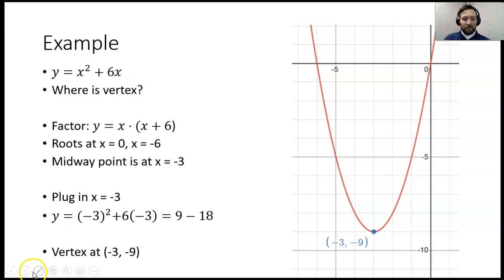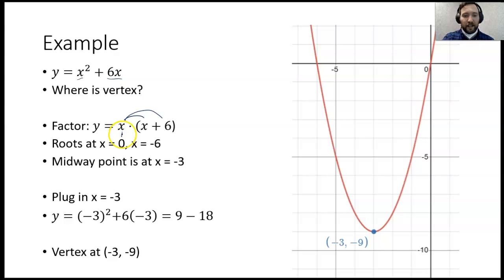So notice that I can factor this by just saying, look, x squared plus 6x, each of those terms has an x in it, so I can factor out that x. Notice this is the distributive property in reverse, right? The x times the x gives me an x squared. The x times the 6 gives me a 6x. So to factor y equals x squared plus 6x, I can pull out an x, and that gives me x times (x plus 6). Well, now it's in factored form.